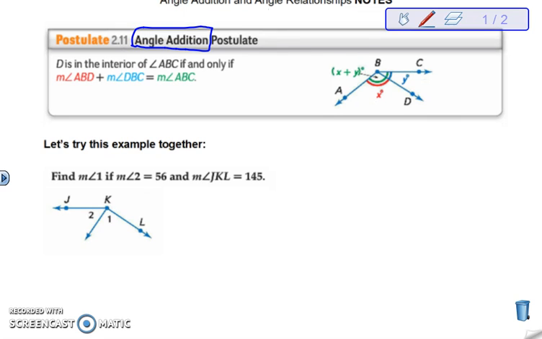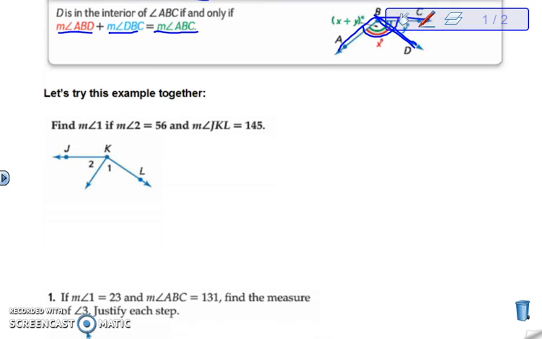So again, the angle addition postulate says I can take two smaller angles, add them up to make a bigger angle. Right? So when we look at our picture, there's your ABD. There's your DBC. And if I add them up, they make the entire angle that's ABC. So how do we use this? Let's look at an example.